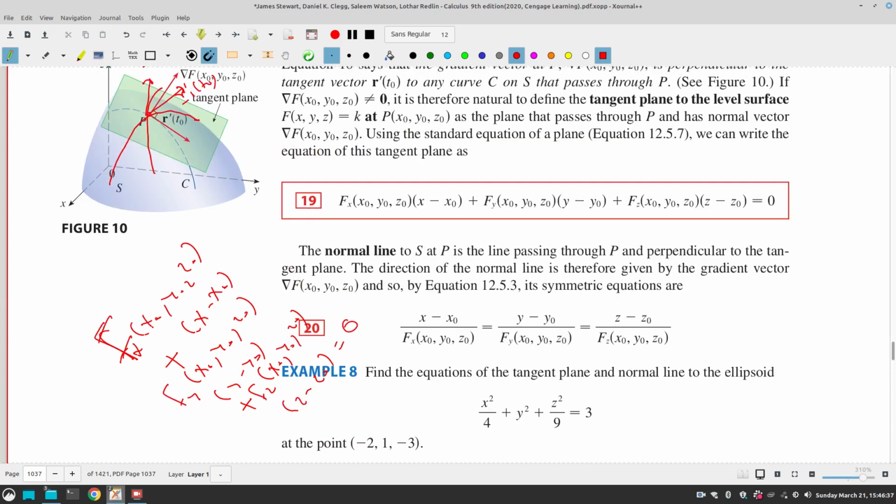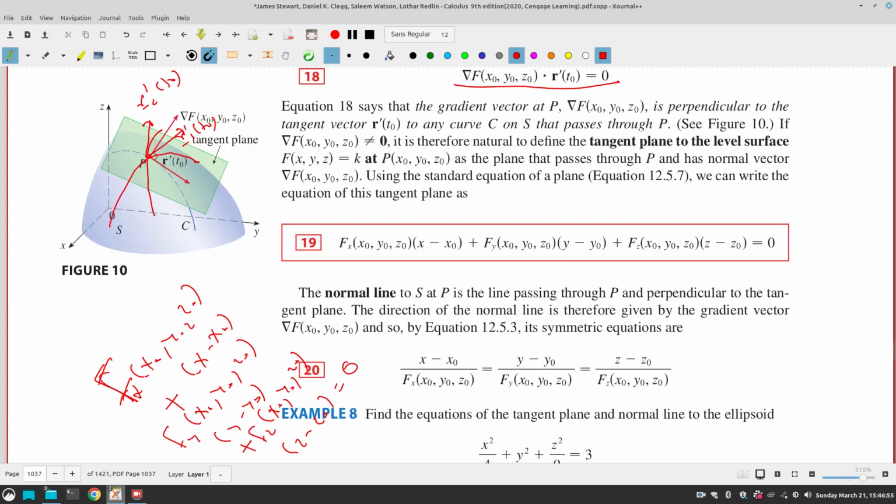And of course the normal line passing through P and perpendicular to the tangent plane. Okay, so the normal line to S at P is the line passing through P and perpendicular to the tangent plane. Of course, the direction of the normal line is given by the gradient vector.